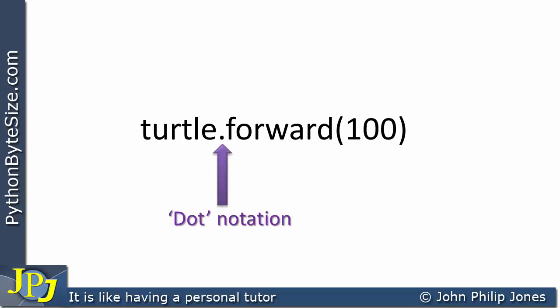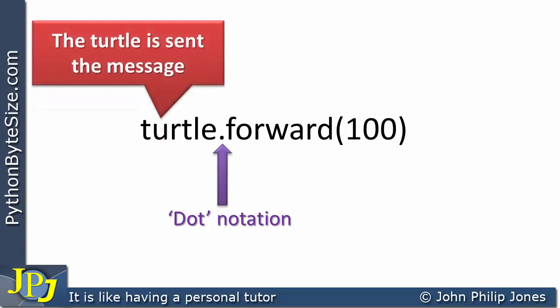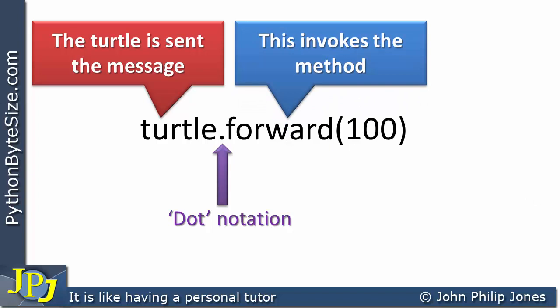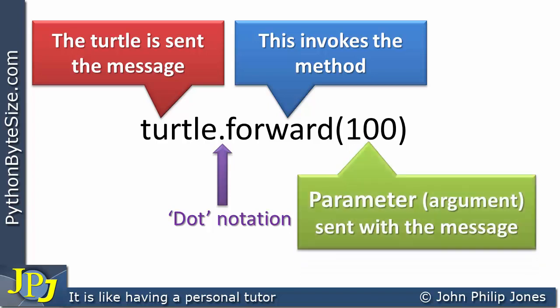Now, I like to think of all this as a message, and when we consider the word turtle, that's what is sent the message. And when we consider the word forward, well, that invokes the method that's part of the turtle. And of course, what we can see here is the parameter, the argument that's sent with the message, and this defines how far forward the turtle is going to move.